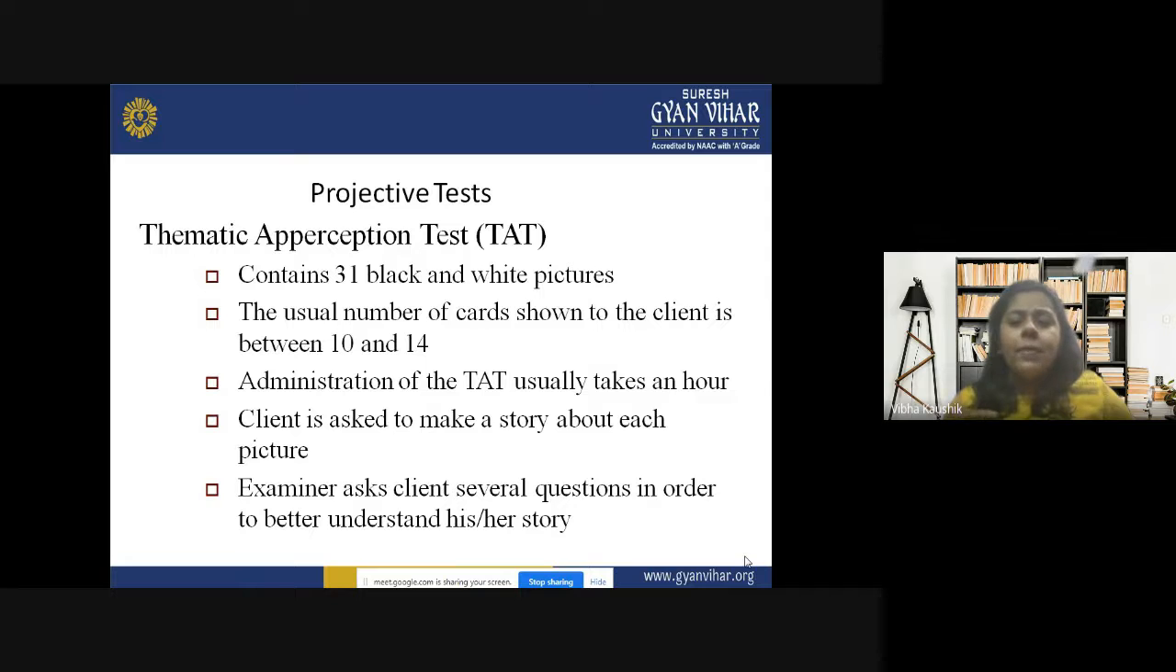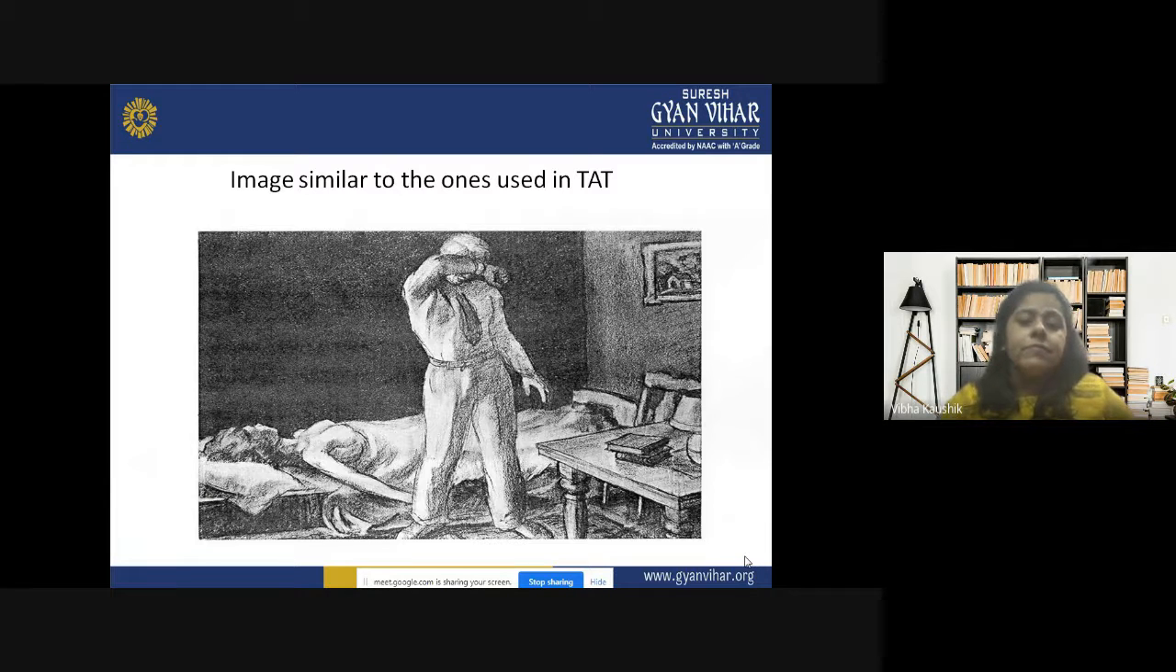Who is the main hero of your story? And these are the particular questions that were asked by the examiner to better understand the story of that particular client.